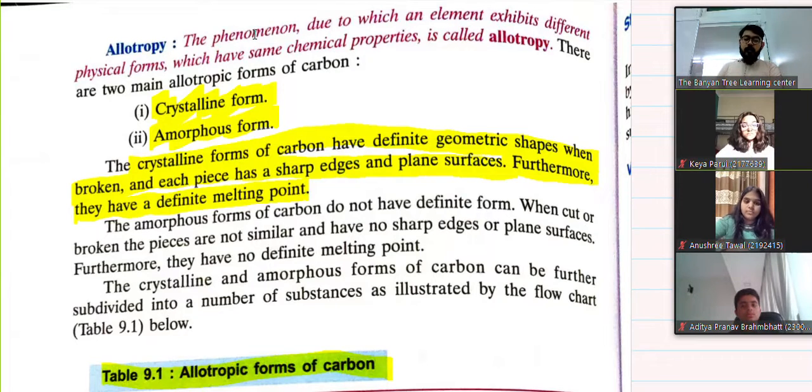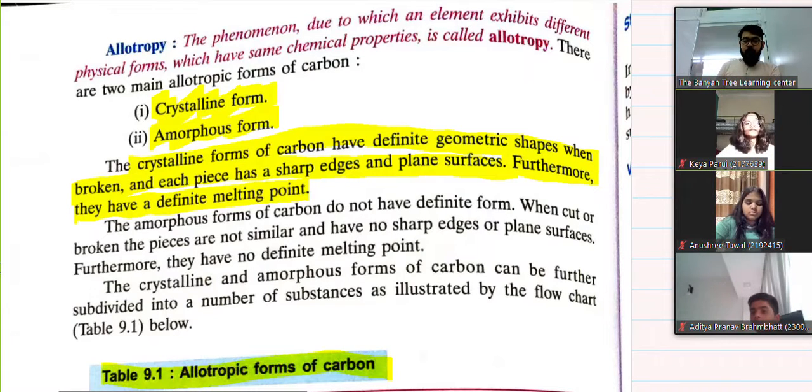Crystalline form किसको बोलते हैं? क्रिस्टलाइन फॉर्म में जो ज्योमेट्रिक शेप्स होते हैं, जब ये टूट जाता है कोई भी एलिमेंट, तो ये प्रॉपर स्ट्रेट लाइंस और ऐसे ज्योमेट्रिक शेप में बनते हैं, क्रिस्टल जैसे बनते हैं. We know that carbon has that geometric form, that crystalline form, and amorphous does not have a definite shape. When we cut or break this, they don't have any sharp edges or anything. ठीक है, so they don't have a definite melting point also.